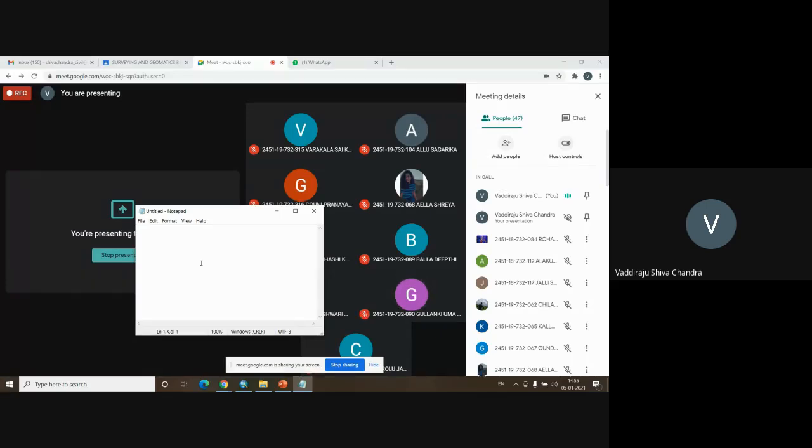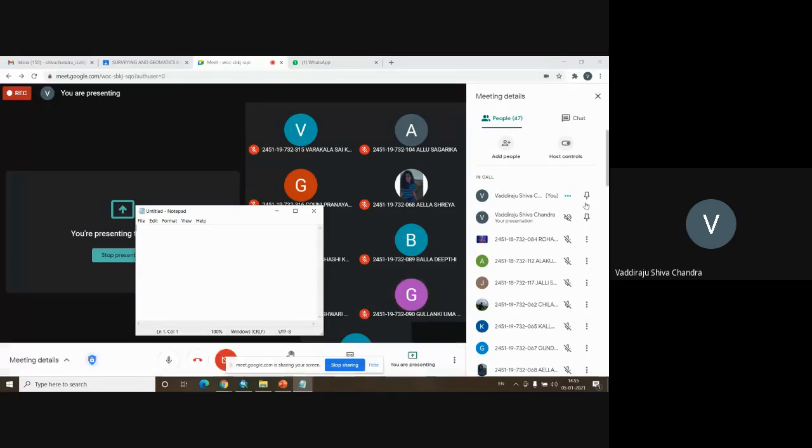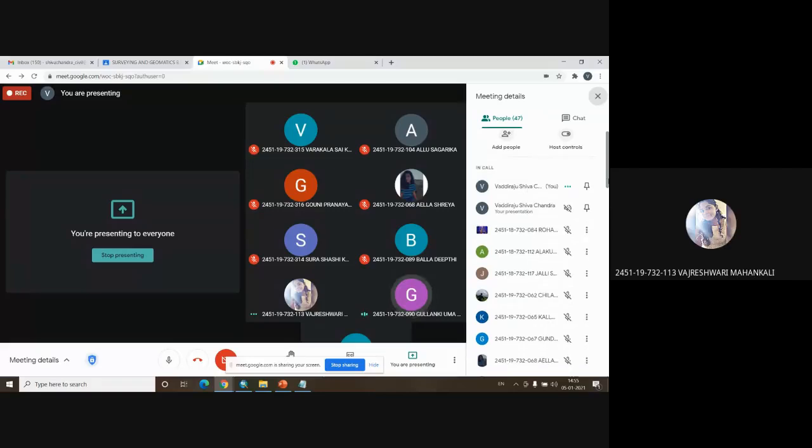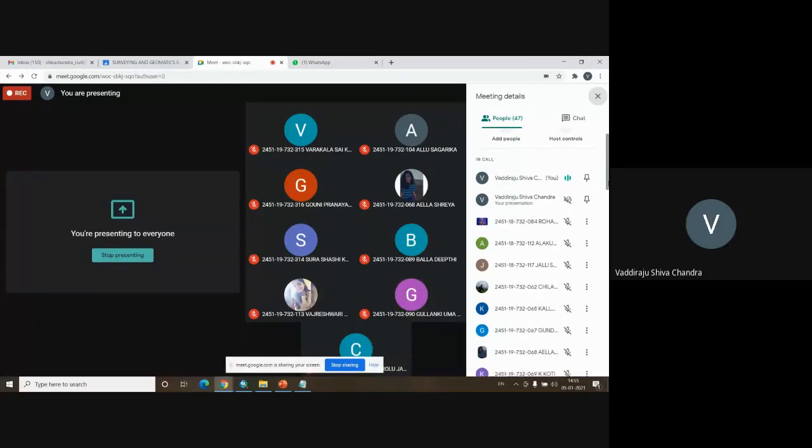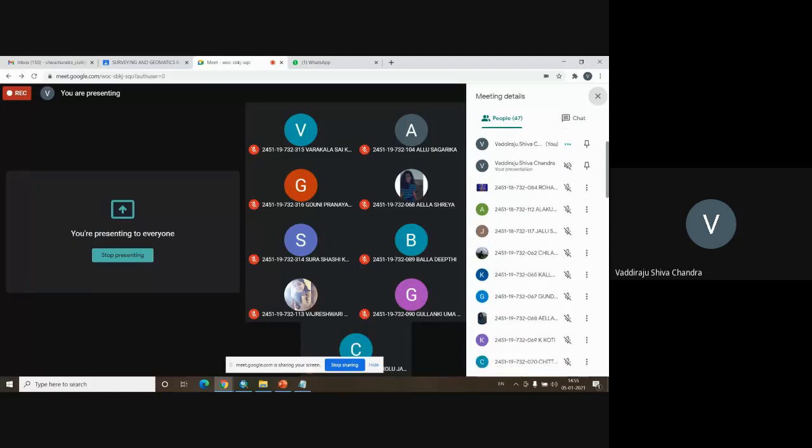Where is the mean sea level for India? Mumbai seaport. I am seeing only two ladies there, 90 and 113. Remaining all are sleeping.